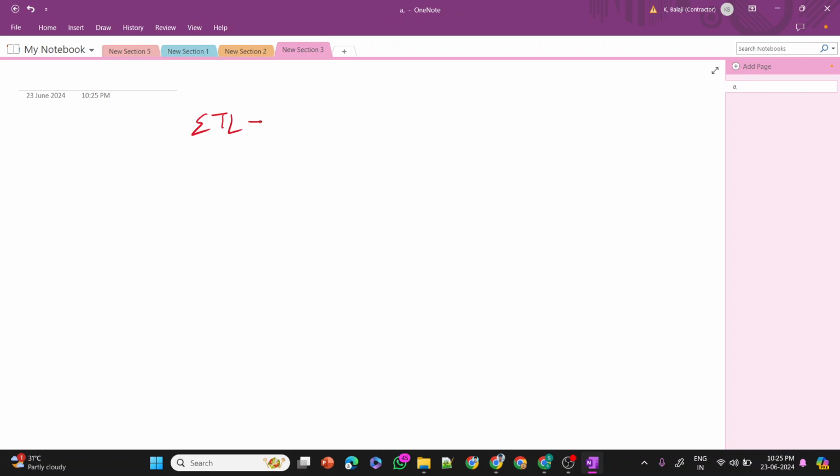What is ETL? That means extraction, transformation, and loading. That means we extract the data from various sources and we need to do some transformation for the data and then load it in a database or a data warehouse or a big data table.